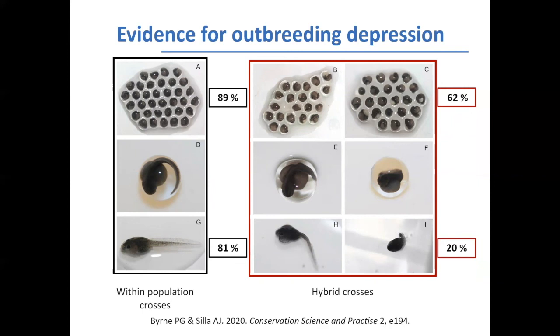Overall, more than half of the hybrid crosses completely failed to produce viable offspring, indicating that brown toadlets are highly susceptible to genetic incompatibility and outbreeding depression. Moreover, because populations were less than 20 kilometres apart, the study provided novel evidence that outbreeding depression in anurans can occur over very narrow geographic distances.